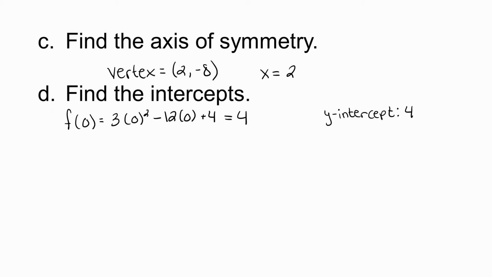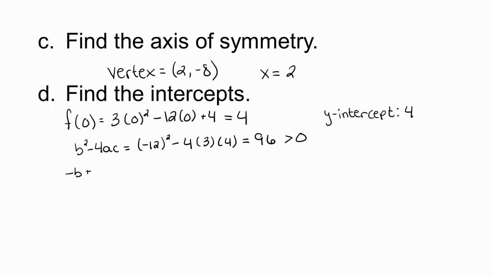The x-intercepts, if any, satisfy the equation 3x squared minus 12x plus 4 equals 0. The discriminant b squared minus 4ac equals negative 12 squared minus 4 times 3 times 4, which equals 96. This is greater than 0, so there are two x-intercepts. Use the quadratic formula to find the intercepts.